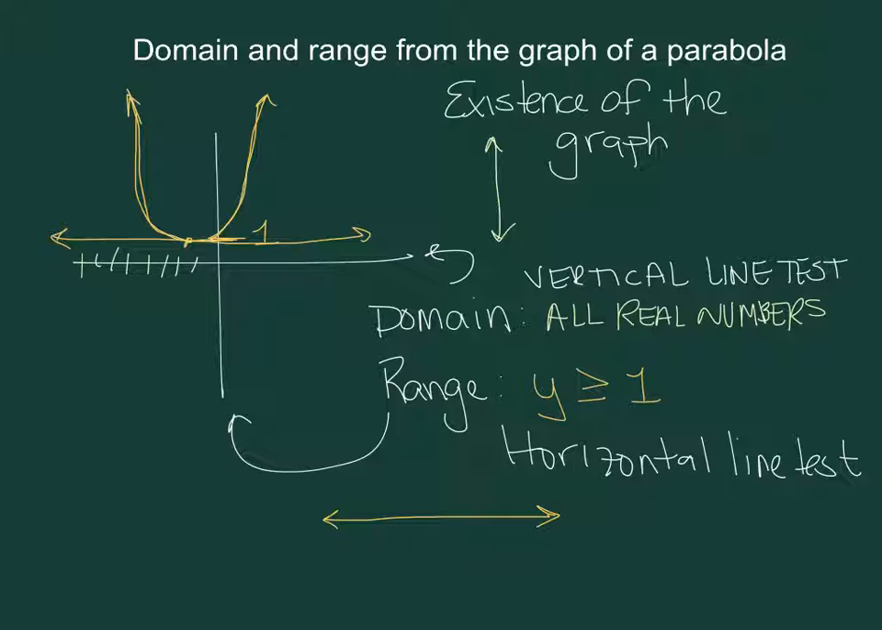Now what happens if this graph were upside down though, and it looked more like this? Well, then you would have y less than or equal to 1, okay? So it just depends on whether you're facing up or down, but again, notice the whole purpose here is that if I have a horizontal line, do I cross the graph at some point? Yes. And from here on out for infinity.